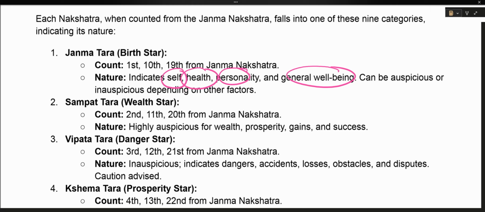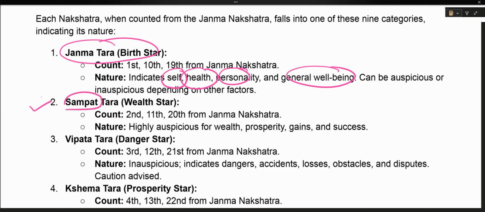If its lord planet is conjunct with a good planet, then it is auspicious. If it is conjunct with a malefic planet, or if it is placed in a trik house, then it is called the inauspicious impact. So not always auspicious, but sometimes depending on different malefic influences, it becomes inauspicious. Okay, the second category is the Sampad Tara.